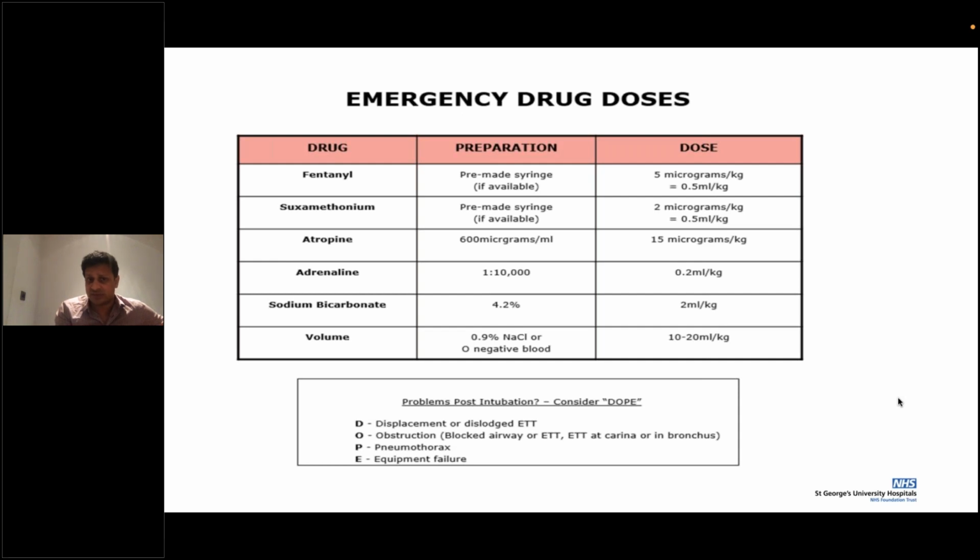So identify that it's been displaced by rechecking whether the color change is still there. Is there chest expansion? Why is the heart rate dropping? Why is that saturation dropping? Or look at other things like pneumothorax, equipment failure, and obstruction because of secretions.